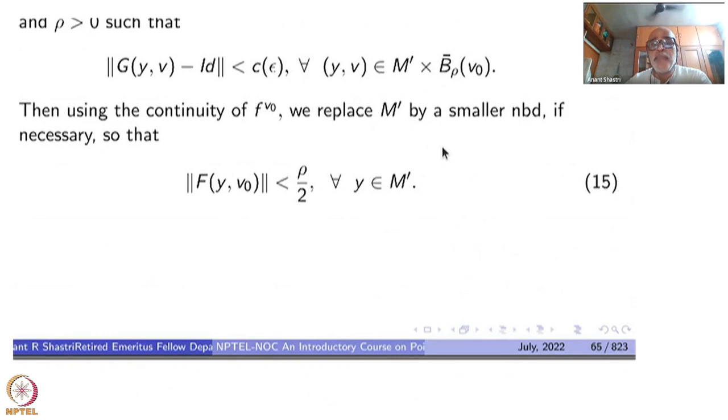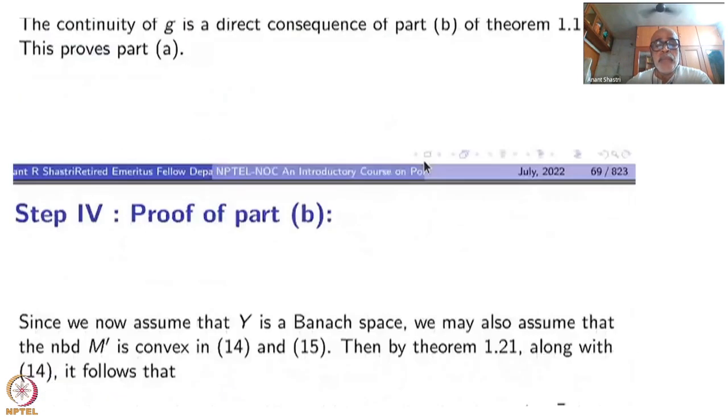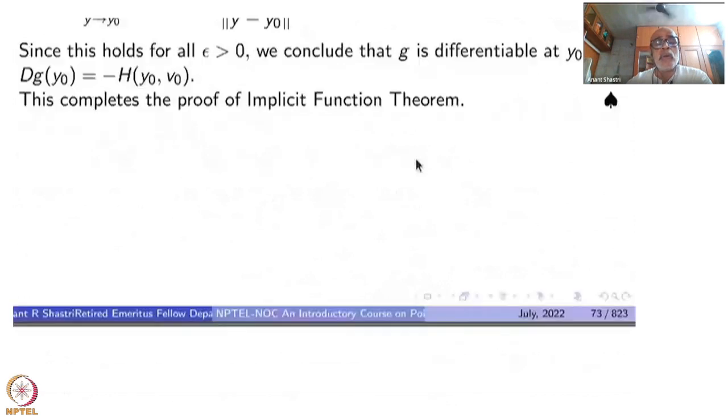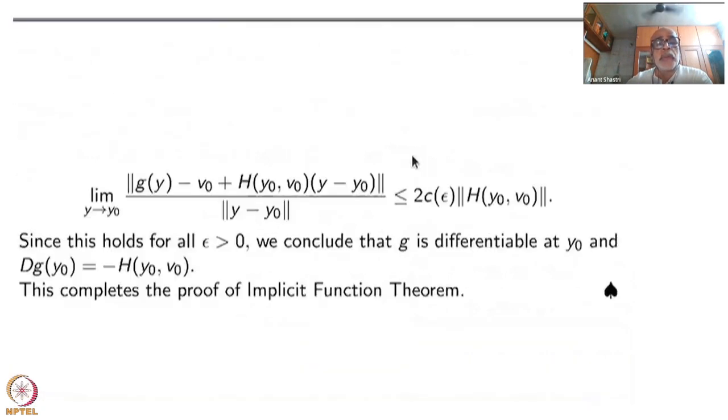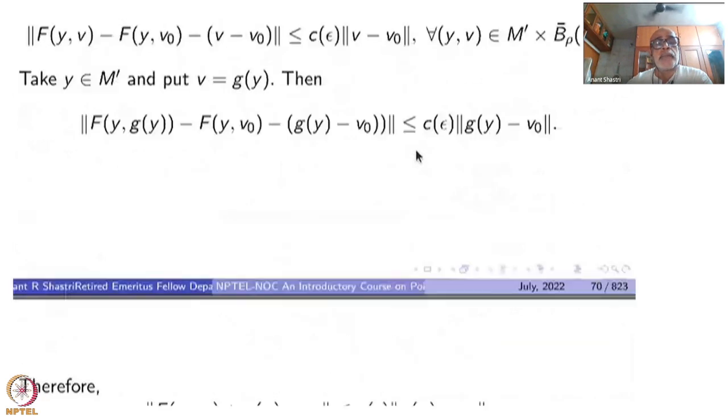The choice of M prime being convex doesn't make sense in an arbitrary topological space. So we couldn't have said that here. But once we know that Y is a Banach space, we can make this one a convex set also. Okay, convex neighborhood of the point Y naught. So having made that demand on M prime, let us continue now for the proof of this part.